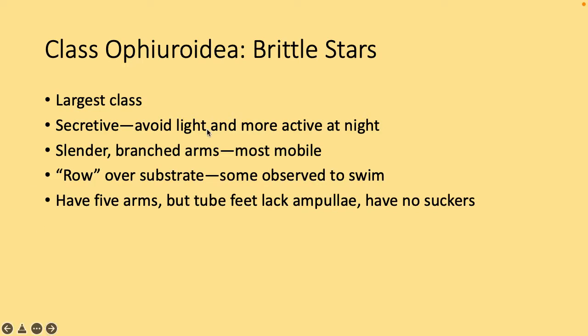Brittle stars, largest class. Secretive, they tend to avoid light, more active at night, and their arms are way more slender, as you saw in that cartoon diagram. But they are also the most mobile. They tend to kind of swim. They have 5 arms, but they lack the ampulla, and they don't really have suckers, so they can't adhere to surfaces like big starfish can. So that's why we tend to see them kind of floating with the ocean current a bit.